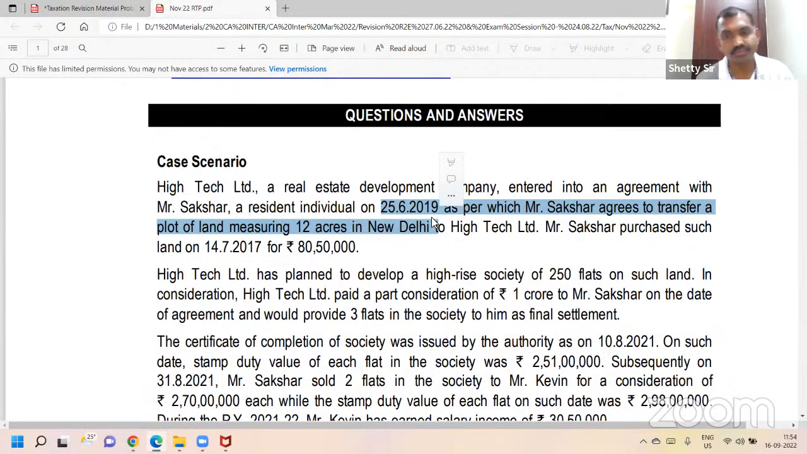Point number whatever: High-Tech HTL to develop. Keep writing. Then I'll ask you. HTL to develop 250 flats on such land.